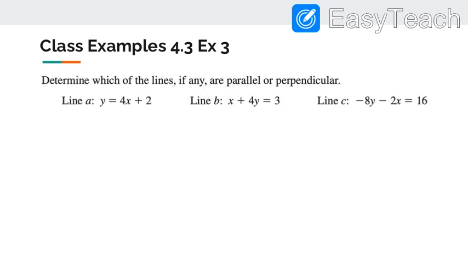Sometimes you're going to have equations that are in different forms. This one is slope-intercept, this one is standard, this one is standard. It's probably easiest to get everything in slope-intercept so we know exactly what the slopes are. So for these two lines first, we need to change these to slope-intercept form. We've done this before.